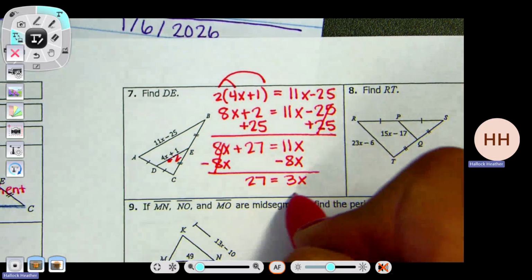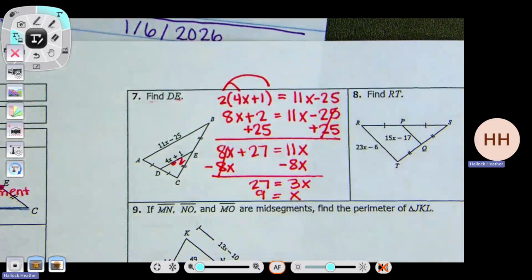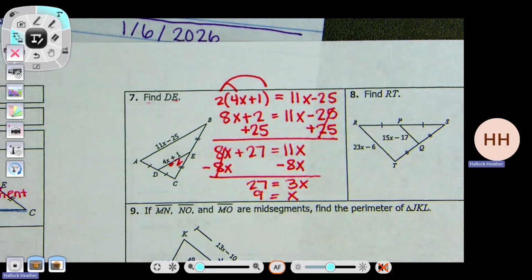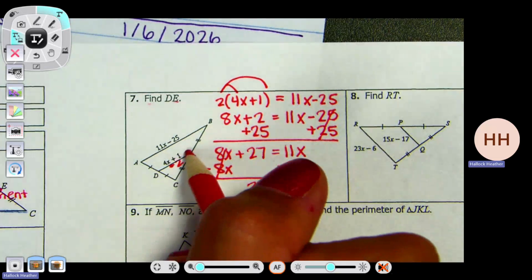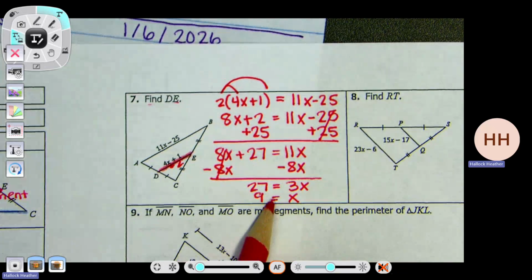So what do we get for X? 9. Okay. We got to find DE. So that means we got the extra step. We got to plug it back in. We're going to use substitution. DE is the small piece on the inside. So this is the part that you don't really need to show. You're taking 9. You're substituting it in.